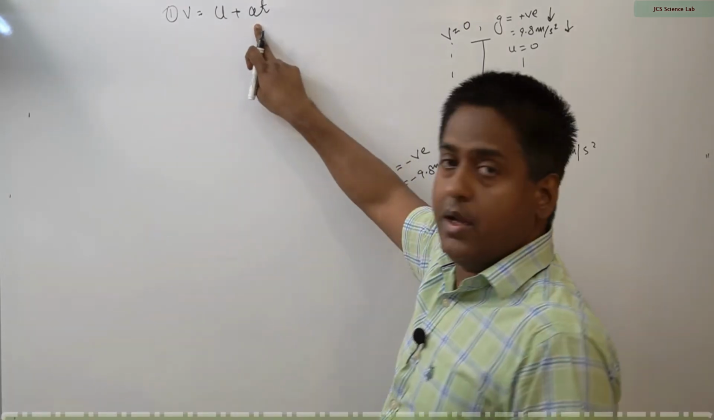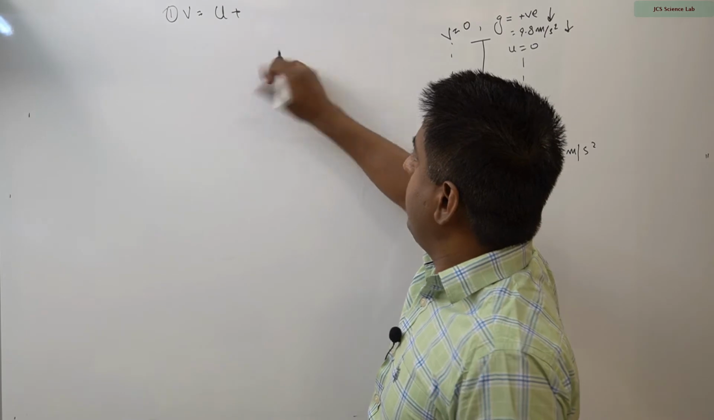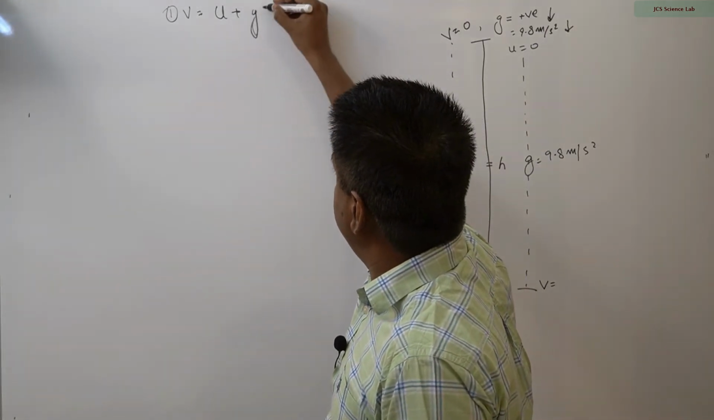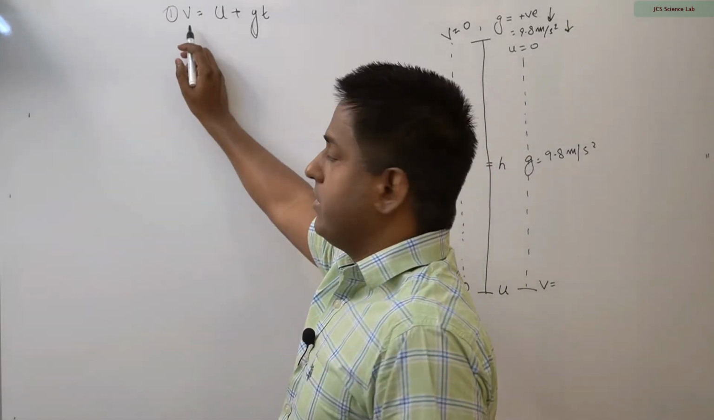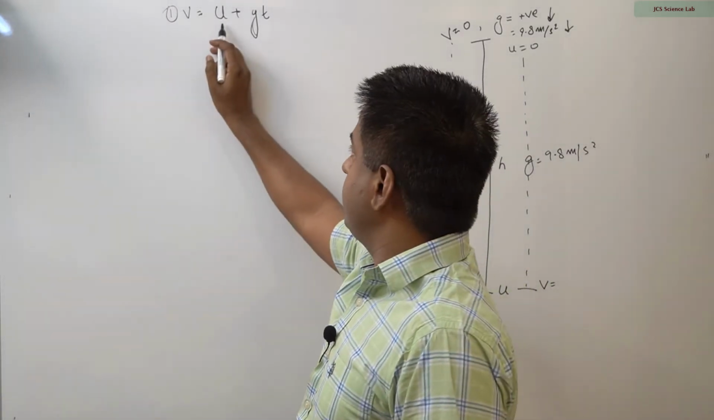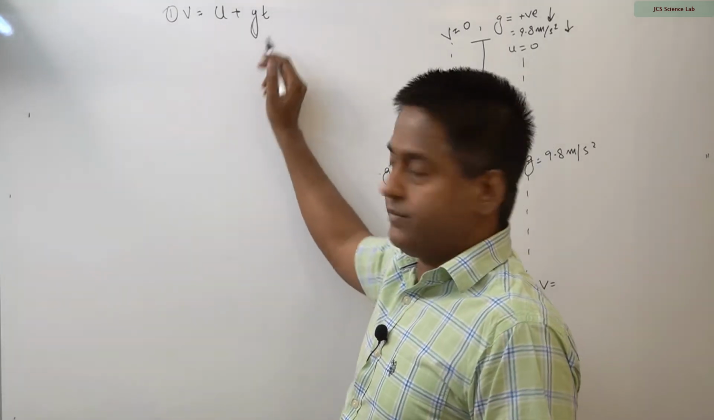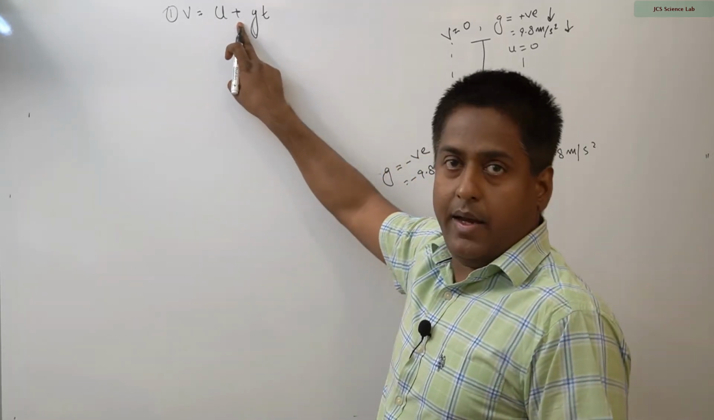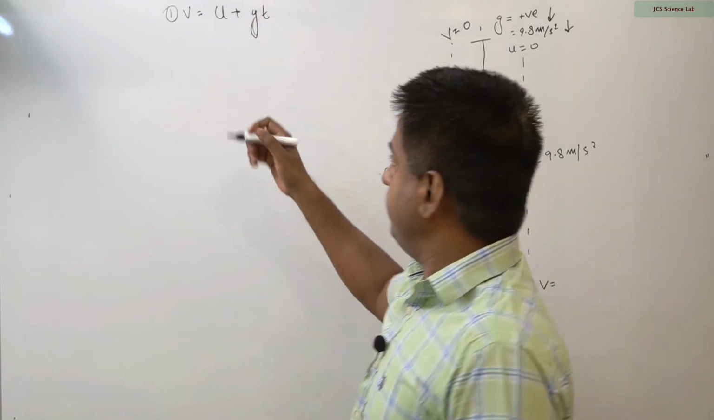But here we will not use A, so we will write G into T, right? Where V is final velocity, U is initial velocity, G is acceleration and T is time. This is the first equation of motion, and G would be negative for upward motion and positive for downward motion.